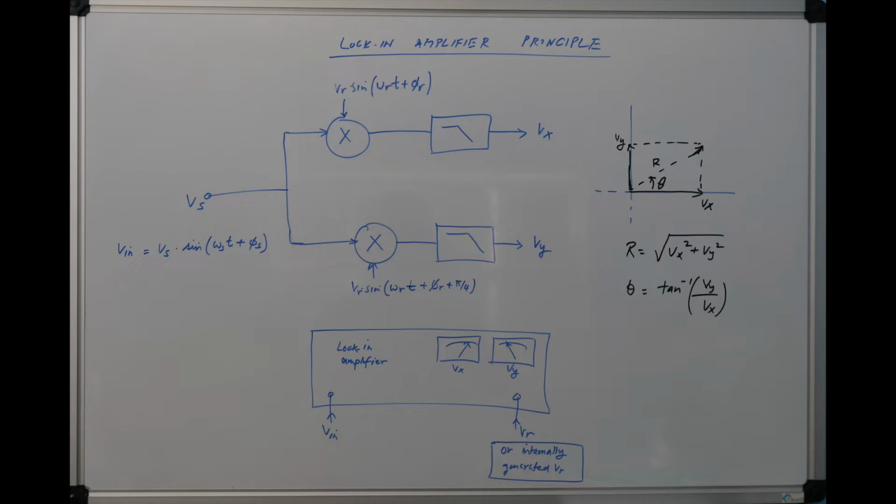Once you multiply Vs by these two phases of the clock, you get two outputs, Vx and Vy, after filtering. The block in between is the filter, which has a variable time constant, so you can adjust how much you want to reject noise and so on. Vx and Vy are vectors in the two-dimensional plane, and if you look at that as an xy coordinate, Vx is the horizontal component or the cosine component, and Vy is the sine component.